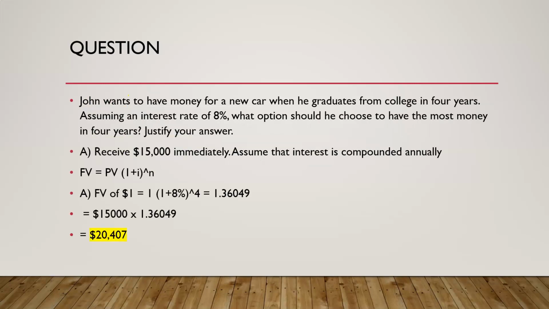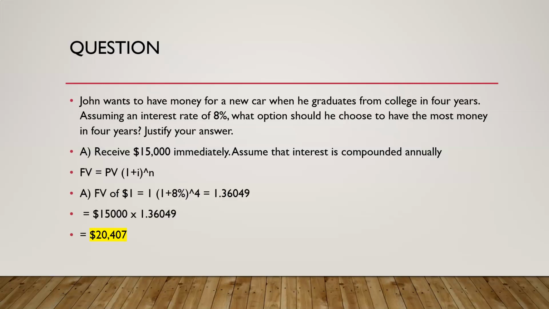So the question given to us says John wants to have money for a new car when he graduates from college in 4 years, assuming an interest rate of 8%. What option should he choose to have the most money in 4 years? So John's grandparents gave him 3 options. Now he is to decide which option he should take based on the future value of all the 3 options.